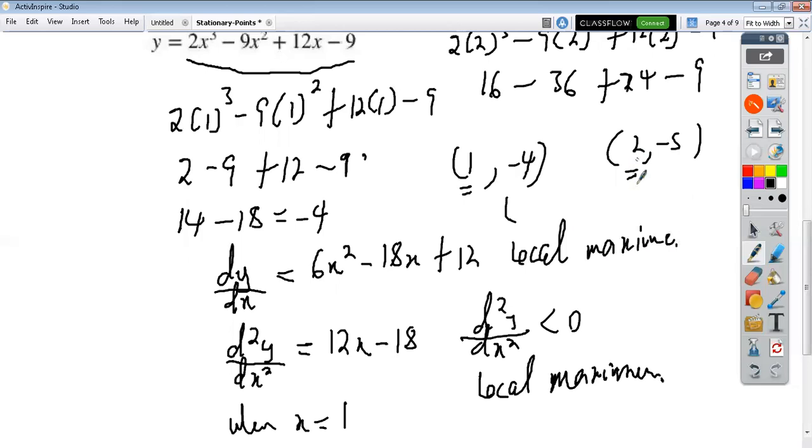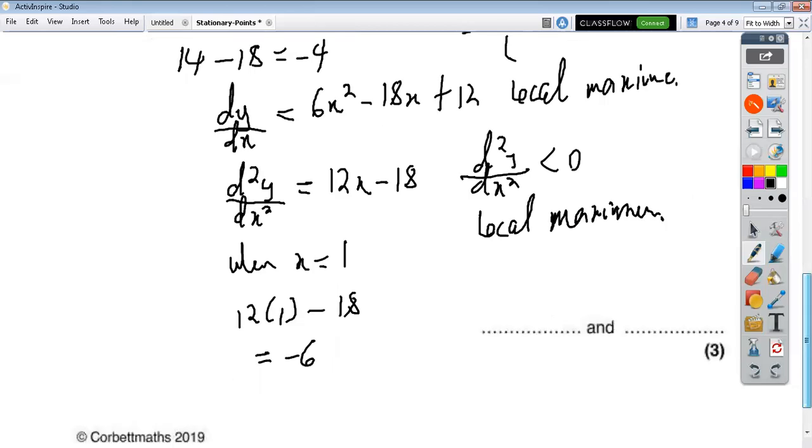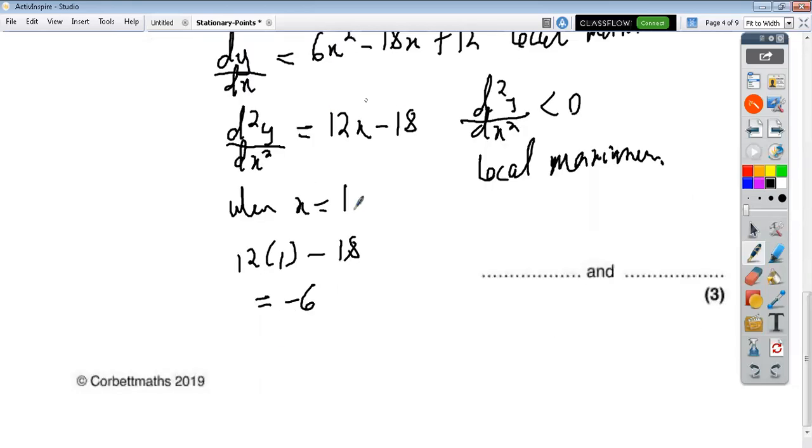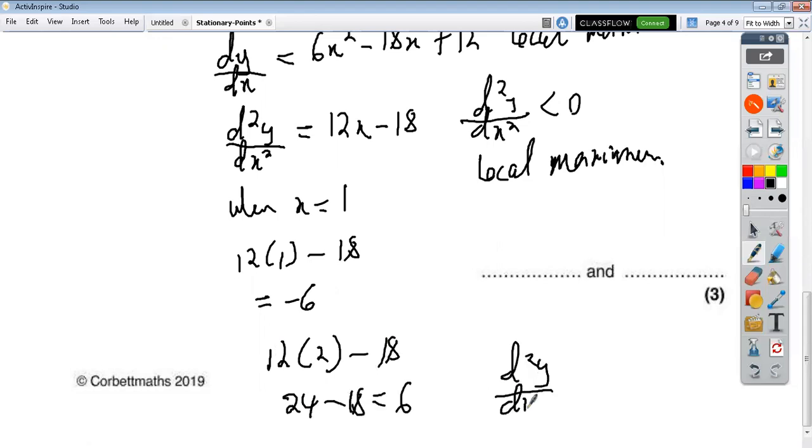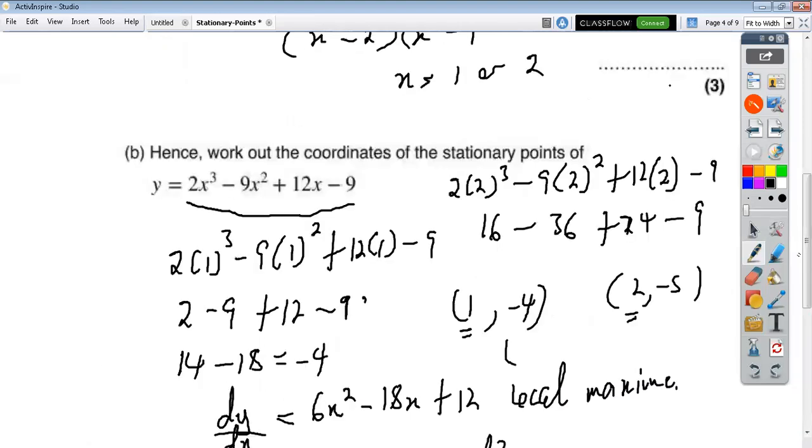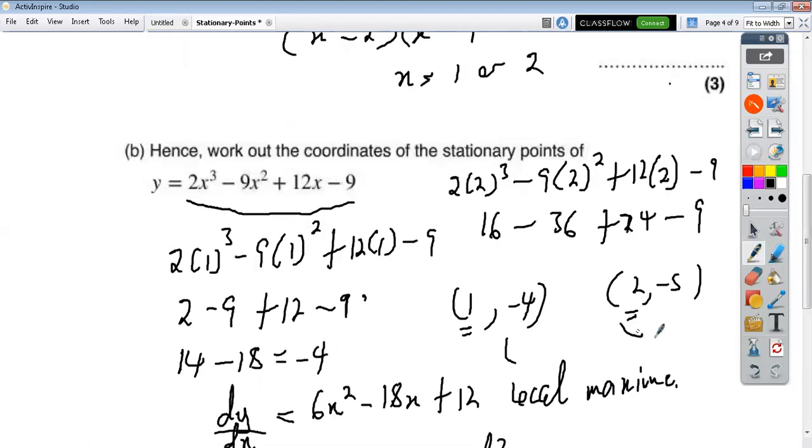Now let's identify the nature when x is equal to 2. We are using the same, it's 12 brackets 2 minus 18. This is 24 minus 18, it's a positive 6. So d squared y over dx squared, the second derivative, is greater than 0, it's a local minimum. So this coordinate here is a minimum. Clear?